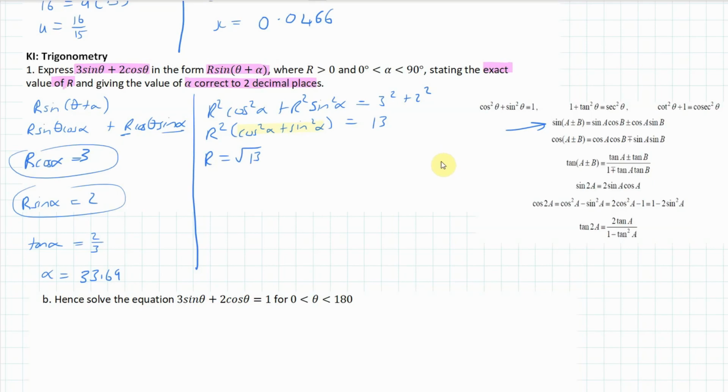So we can now express it in the form that we are required to. So it's square root 13 sine theta plus 33.69. And then we're done.